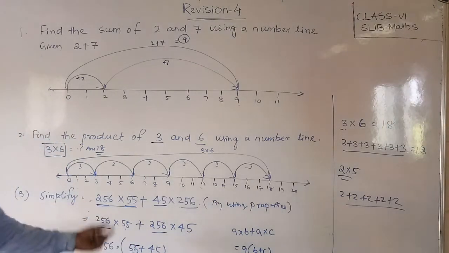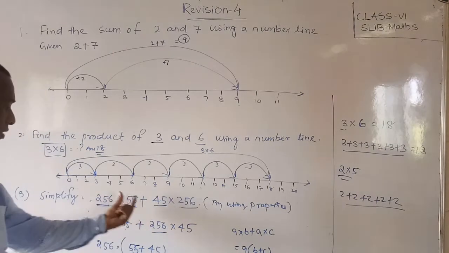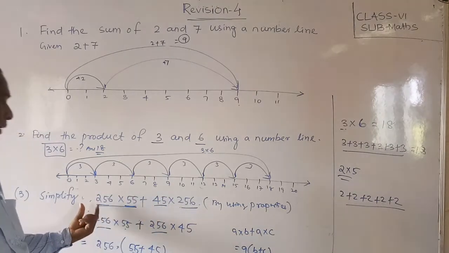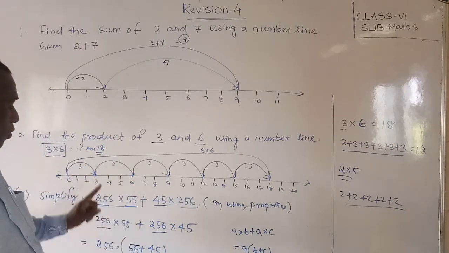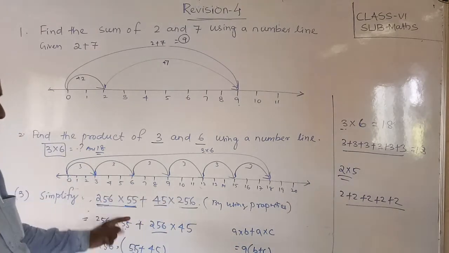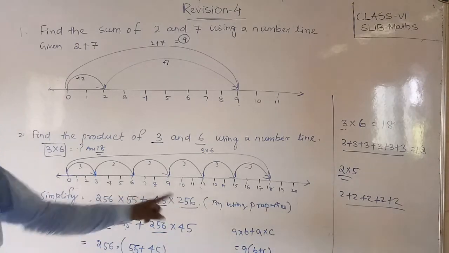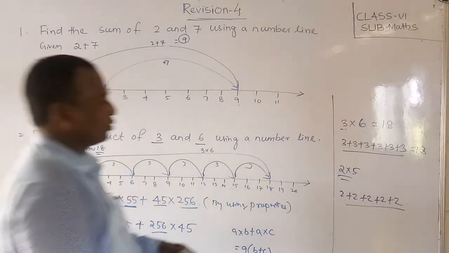Observe very carefully. In this number, which one is common? Which one is multiplied in both, that you check. If like this a number has multiplication and addition, check which number is multiplied in both. That number you take out, the others that remain you should add, or if it is subtraction, you do it like that.